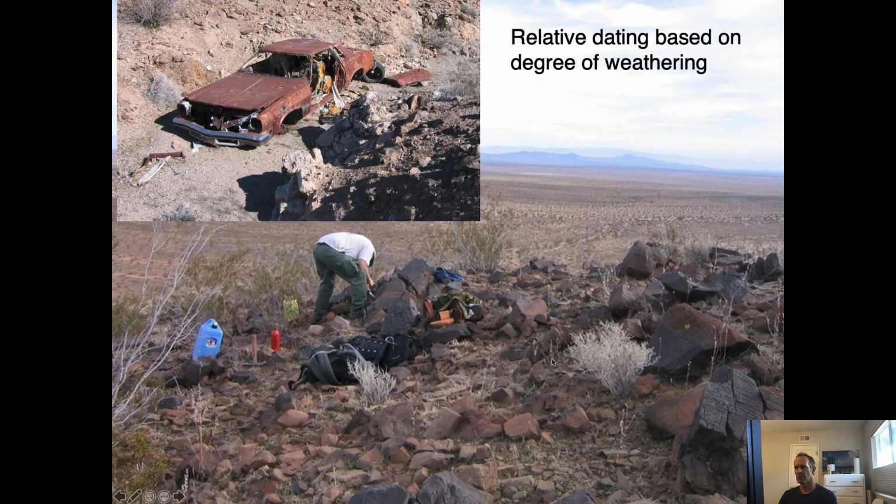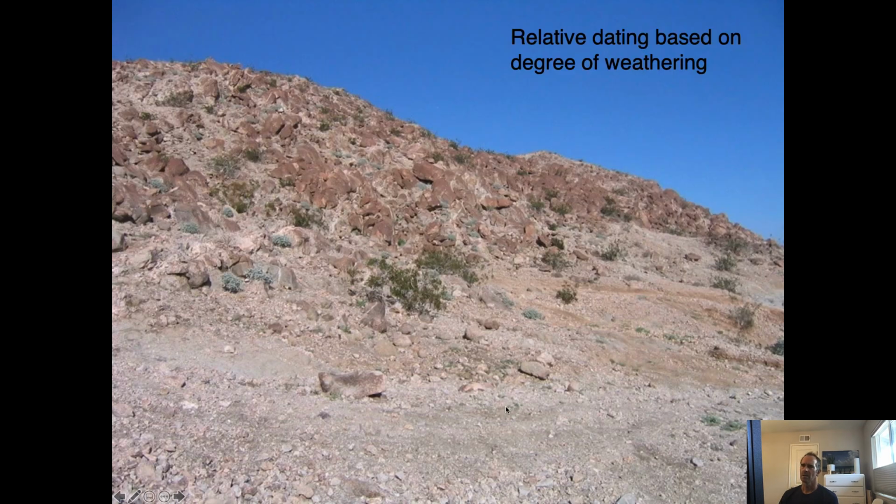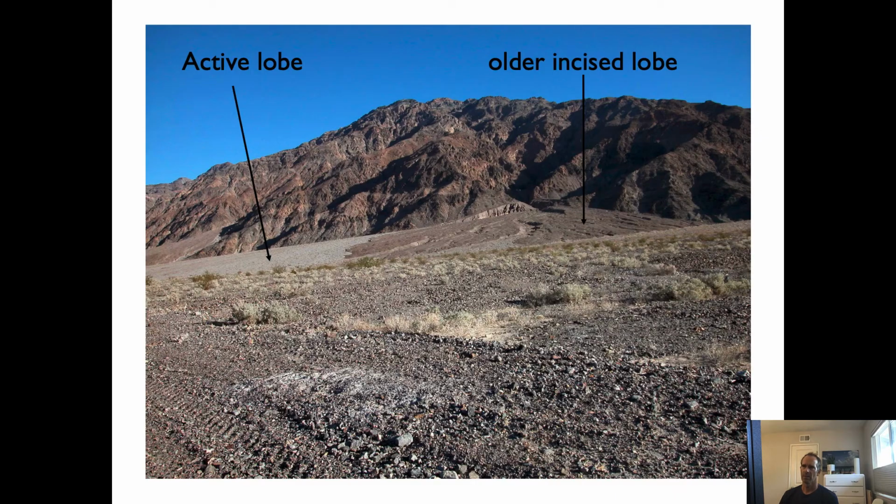I think I showed these pictures when we were in the weathering lecture in soils, but you can see that this is black basalt, but you can see it's kind of reddish. It's out in the desert, it's rusting. This car is also rusting just like the rocks. So based on the degree of weathering, you can tell the relative age of two different deposits. So this picture, which I've shown before, is a great example.